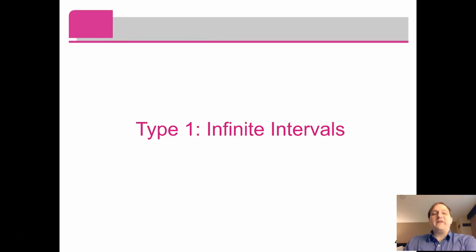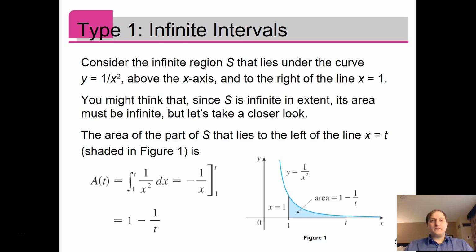So we're going to start by talking about type 1 improper integrals. These are the more common type, and these are the ones that have an interval that involves infinity some way. One or both of the limits are infinite. For our first example, we're going to look at the region S. It's an infinite region. It lies under the curve y equals 1 over x squared, above the x-axis, and to the right of the line x equals 1.